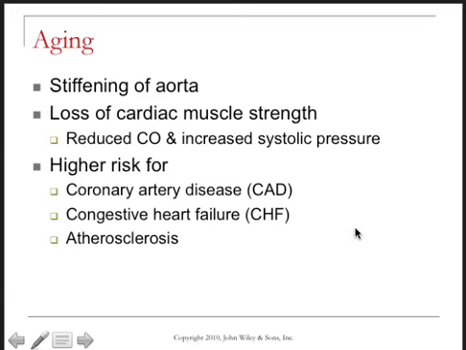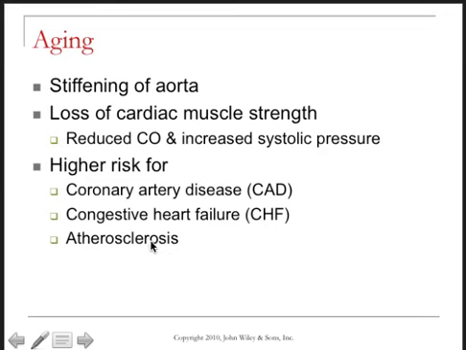Congestive heart failure is basically when the heart stops beating or slows down to the point where it's not effective, and as a result, we do not affect circulation.